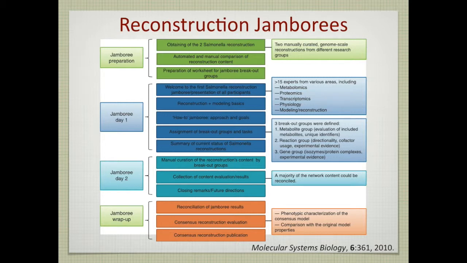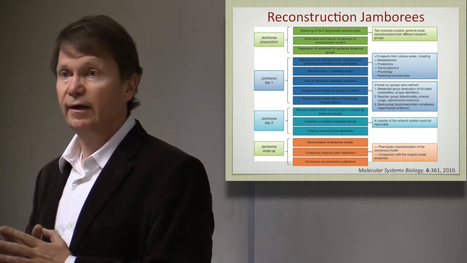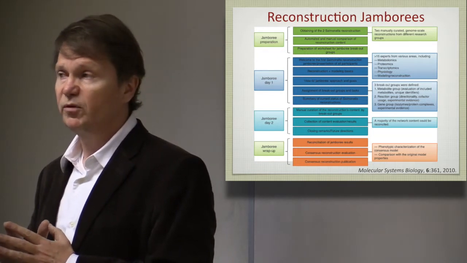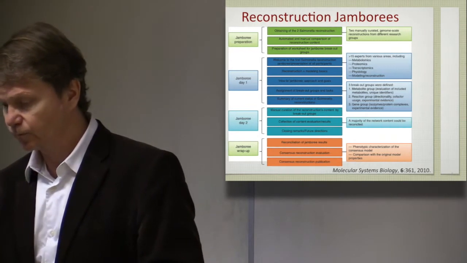So the Recon 1, the first version of the human metabolic map, was done by 7 people here at the UCSD campus. Recon 2 was done in a jamboree setting, and I think there are between 30 and 40 authors on that paper as an example.